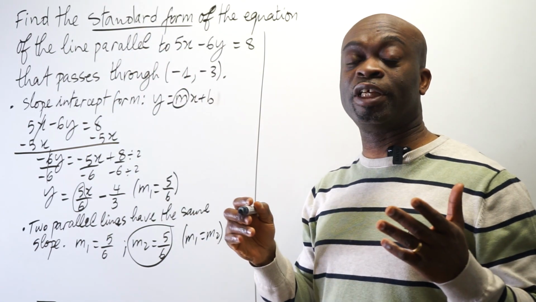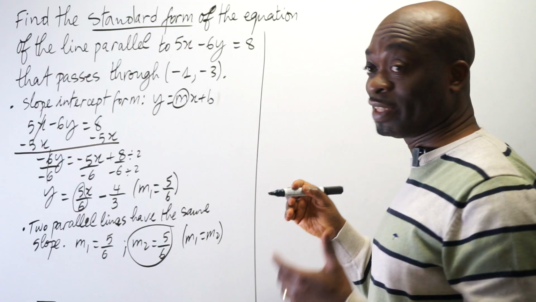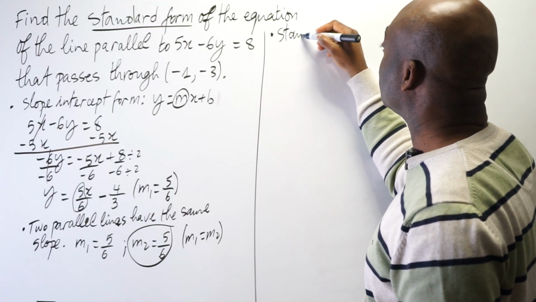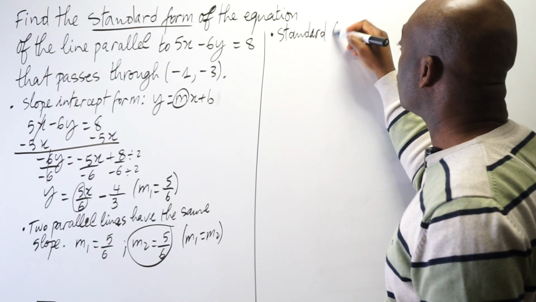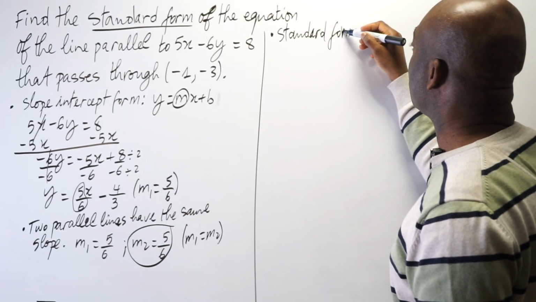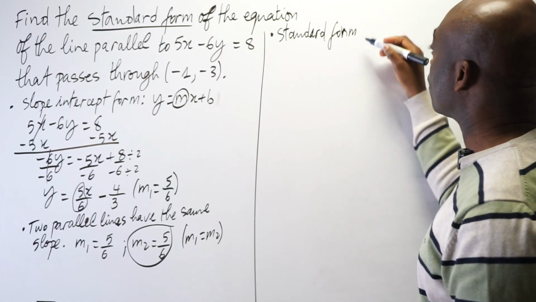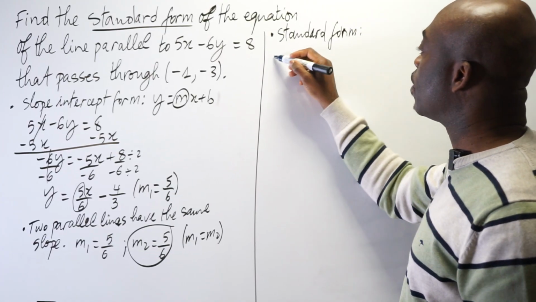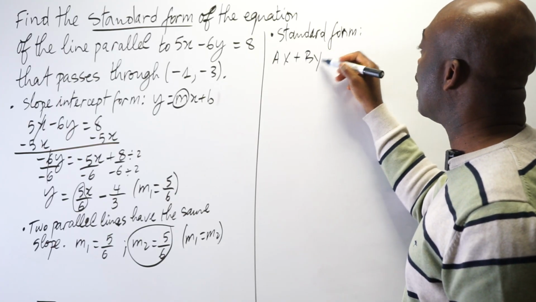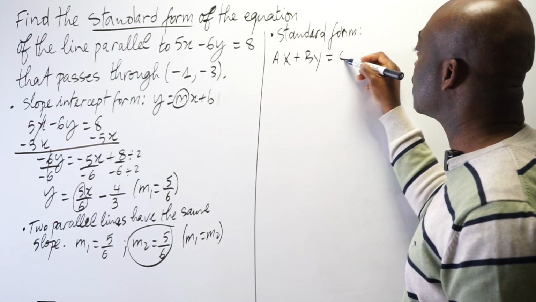Because we want it in the standard form, first of all, what is the standard form? We are unpacking a lot of things here. So this is a great problem. This is a great review. Okay, so this is standard form. The standard form is ax plus by equals c.